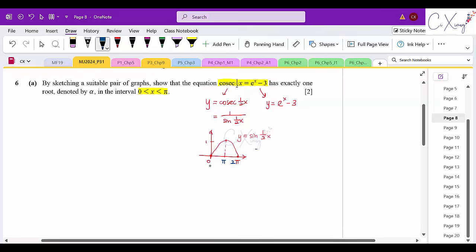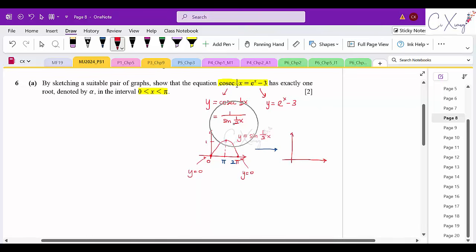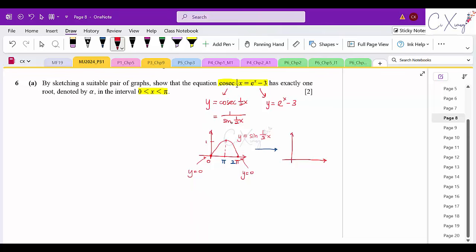Okay, and after that, I want to sketch 1 over sine half x. To sketch it, basically we need to know that for all the x-intercepts, you are having y equals 0. Therefore, when you substitute y equals 0 into your 1 over sine half x, you'll get infinity or math error. So that means these two particular lines basically belong to asymptotes for 1 over sine half x.